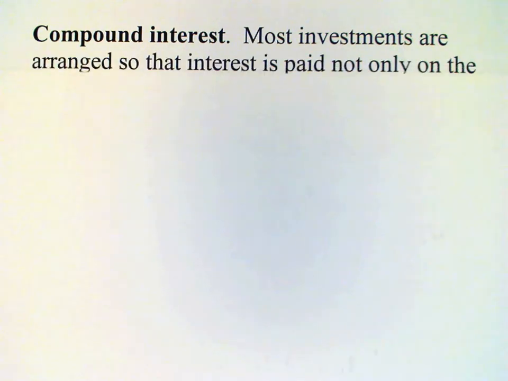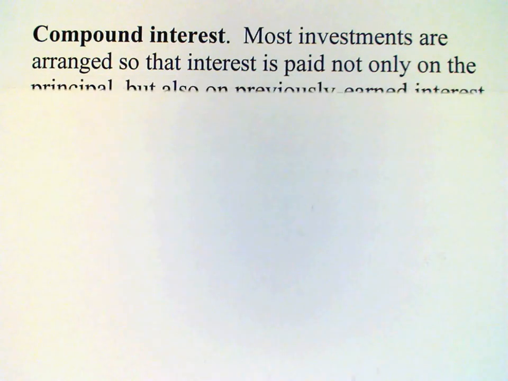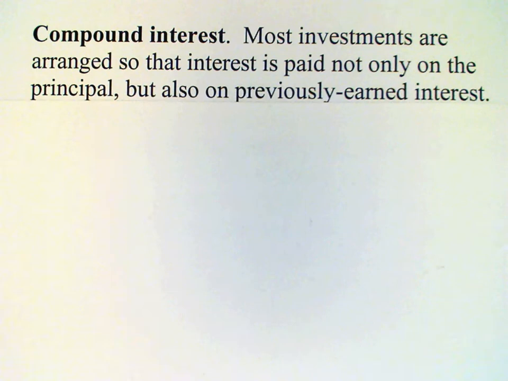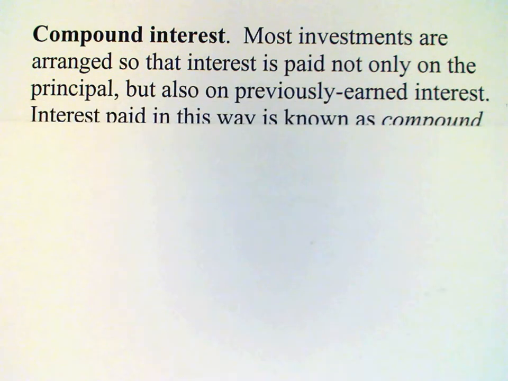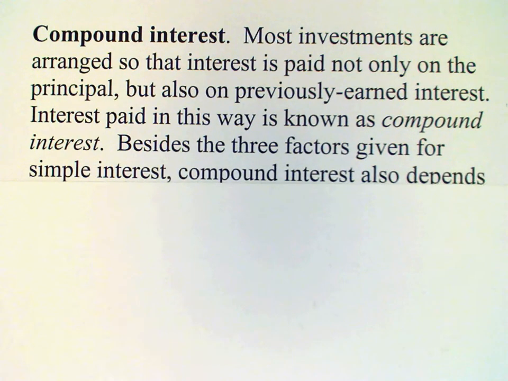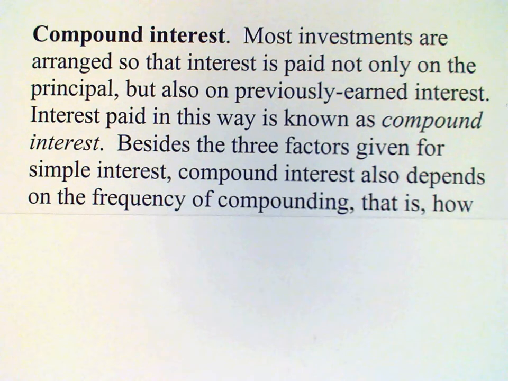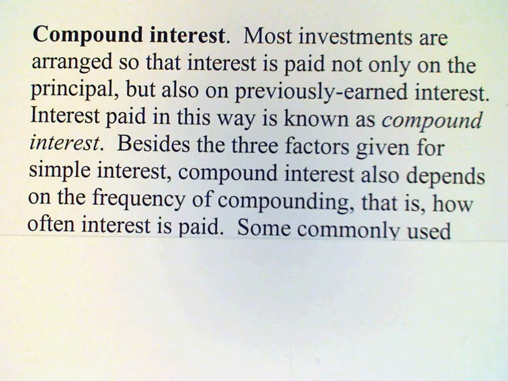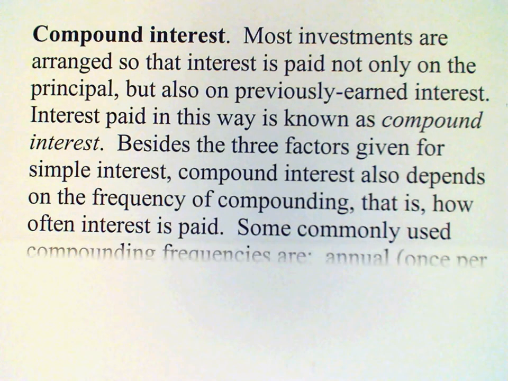Most investments are arranged so that the interest is paid not only on the original amount deposited, or the principal, but also on previously earned interest. And interest paid in this way is known as compound interest. So, besides the three factors that we use to calculate the amount of simple interest, compound interest also depends on what is known as the frequency of compounding, which means how often the interest is paid.